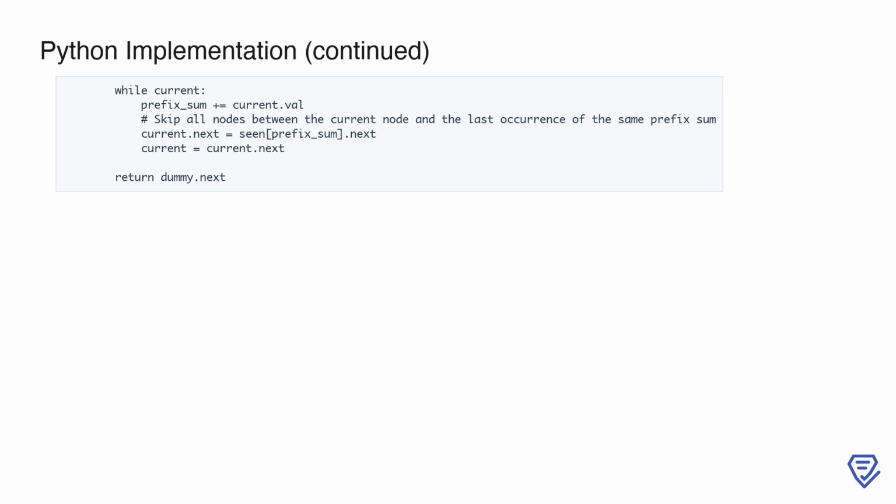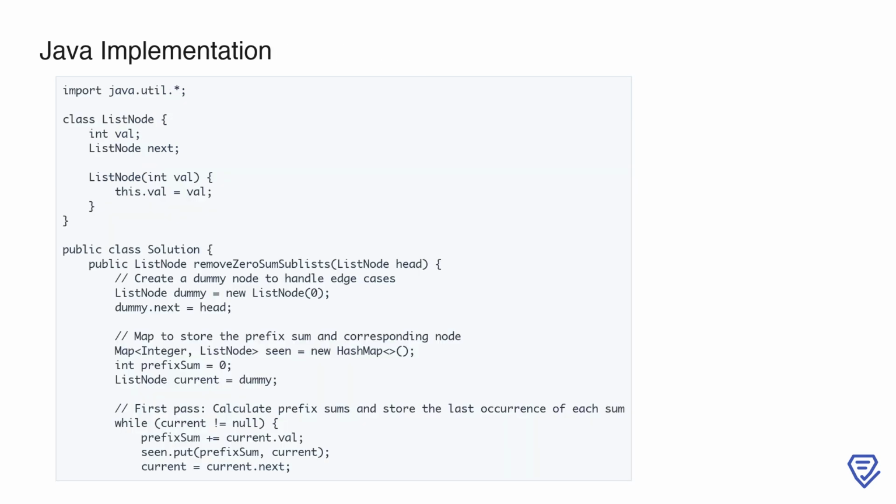Here, we start by defining a basic structure for our solution. First, we import the necessary classes and declare the ListNode class to represent each node in the linked list. Each node contains an integer value and a reference to the next node. Then, within the Solution class, we define the method removeZeroSumSublists that takes the head of the linked list as its input. To handle edge cases, such as when the entire list sums to 0, we create a dummy node with a value of 0 and link it to the head of the list. This ensures a consistent structure where even the head node can be safely removed if needed.